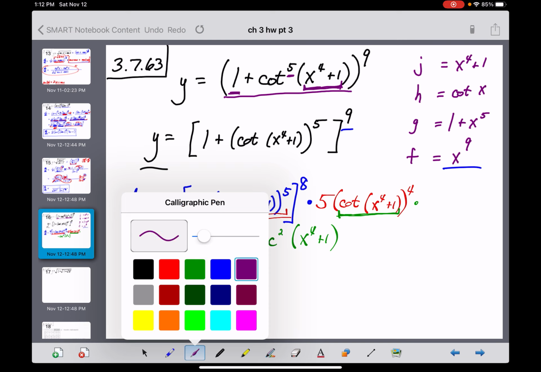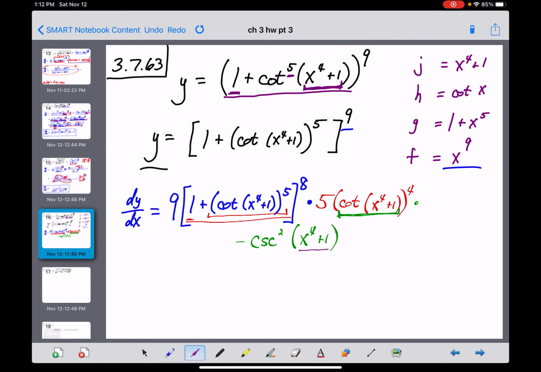We're still not done. Now, we need to take the derivative of the angle here that we were taking the cotangent of and multiply that as well. The derivative of x to the fourth plus 1 is going to be an x cubed. So holy cow, everybody, that's a mess. But that's when we're done.